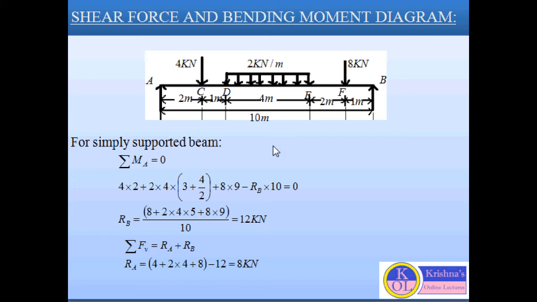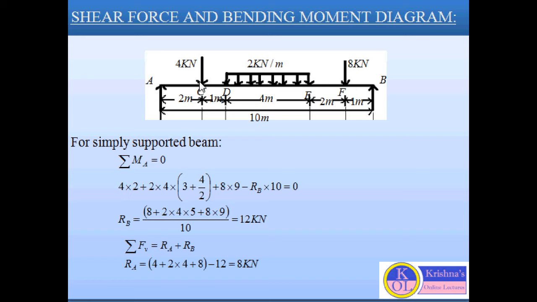For that we will consider the equilibrium condition. We will consider the summation of moments about point A equal to 0. This is the equilibrium condition. If we simplify this equation, we will get this equation. We are taking moments about point A. So the moment about point A will be RA into the distance of reaction RA from point A, but the distance is 0, so the moment will be 0 here.